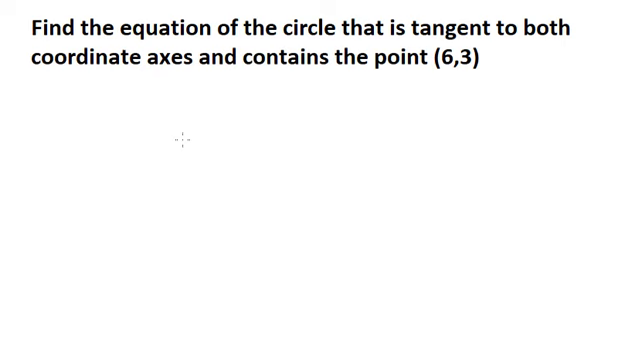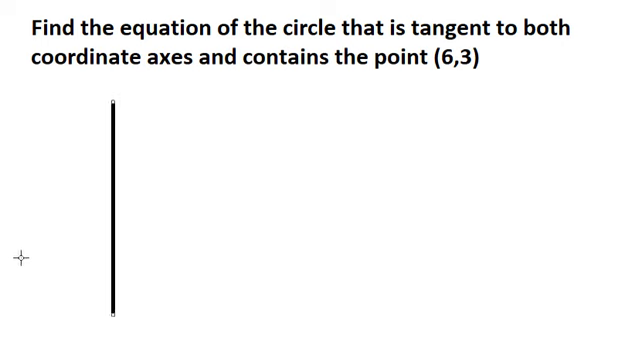Everybody, so today I want to talk about geometry, the topic that is about the vector and the circle. So now I will show you how to answer. We need to find the equation of the circle that is tangent to both coordinate axes and contains the point (6, 3). So now I want to show you how to answer.